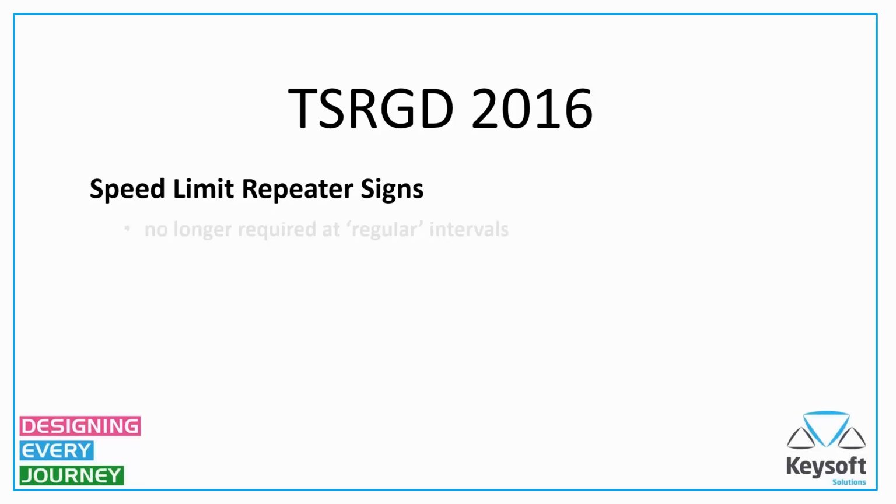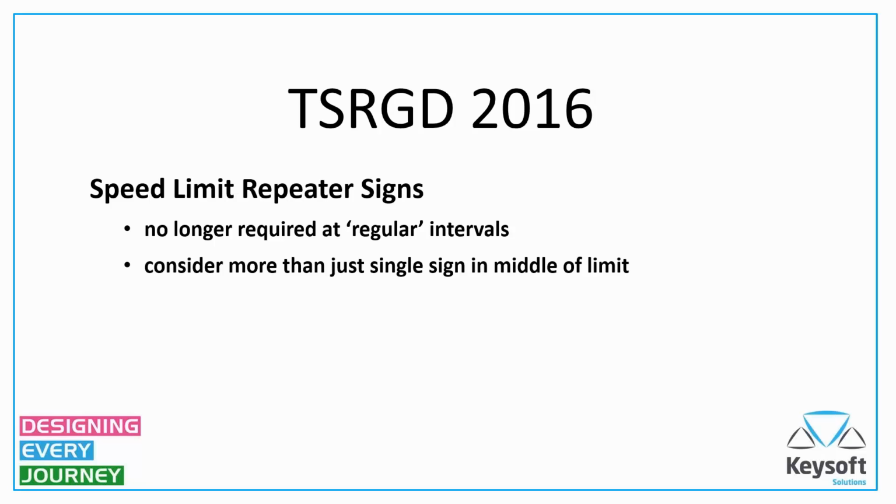So with speed limit repeater signs, again, there was a relaxation that these were not required at regular intervals. That was actually brought in the 2011 amendment regulations, and a lot of people took that really to mean that they didn't have to put repeaters at all, or perhaps that they would in fact have just a single sign in the middle of the speed zone.